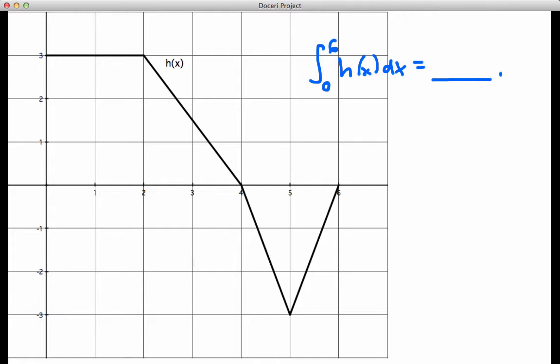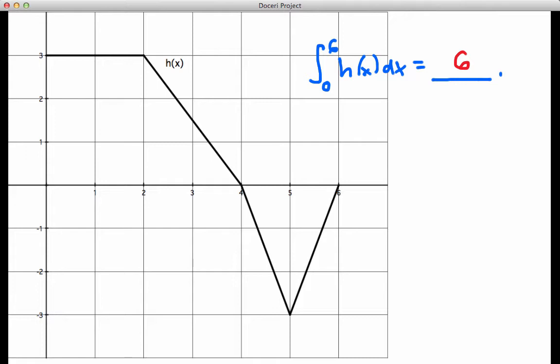So the answer here is going to be that the integral from 0 to 6 of h of x is exactly 6. And the reason is that this is a very nicely geometrically behaved function, pretty clearly. It's made entirely up out of line segments. And so I can just block off chunks of area that are easy to calculate.